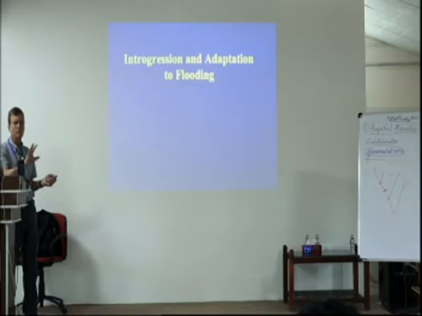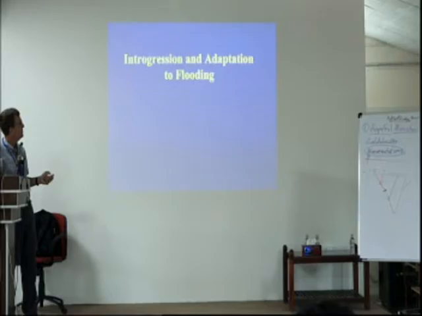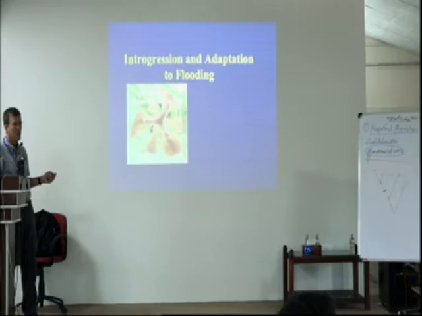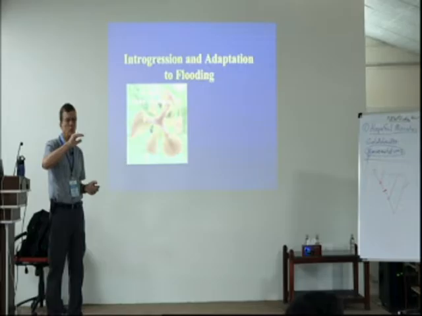So what I'm going to talk to you about is introgression and adaptation to flooding. So Iris fulva, the red-flowered one, is flood tolerant. It occurs in water about that deep year round. So it's not a lot of water, but it's enough to create anaerobic conditions around its roots and rhizomes all year round.